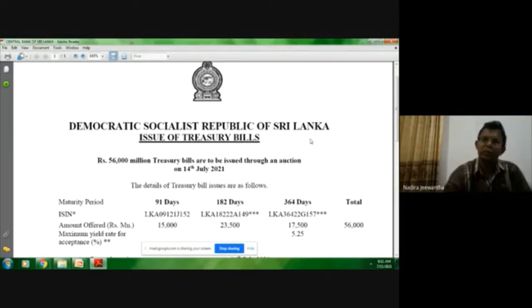Treasury bills are locally issued. Treasury bonds are locally issued. Who is the issuer? The Central Bank of Sri Lanka. That is how the government comes into the scene: on behalf of the government only, the central bank issues. Understand the relationship of who issues.